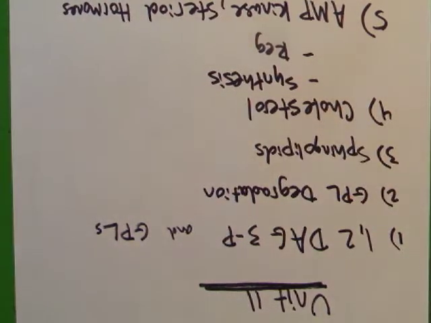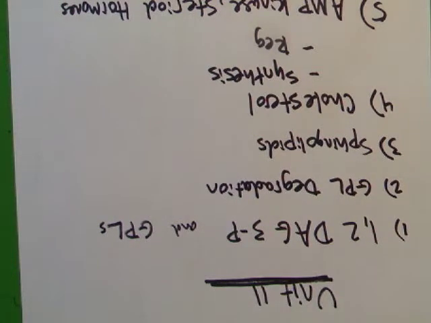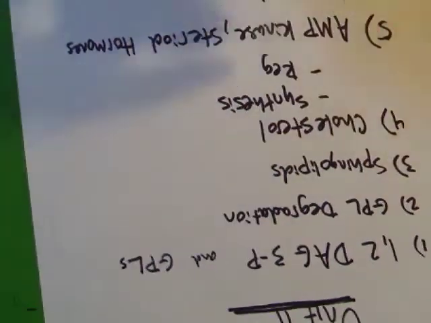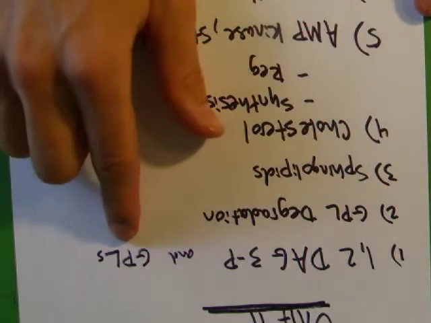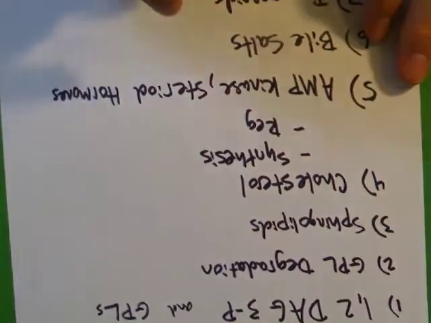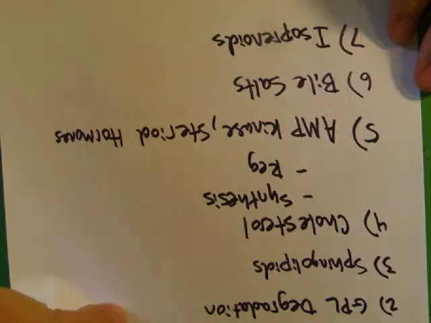Unit 11, more topics on lipid metabolism. This unit is much easier, much shorter than the previous unit, but if you still want to break it down into small parts, we're going to be talking about 1,2-DAG-3P and glycerol phospholipids, glycerol phospholipid degradation, sphingolipids, cholesterol synthesis and regulation.